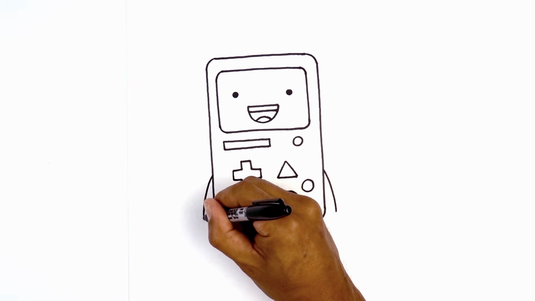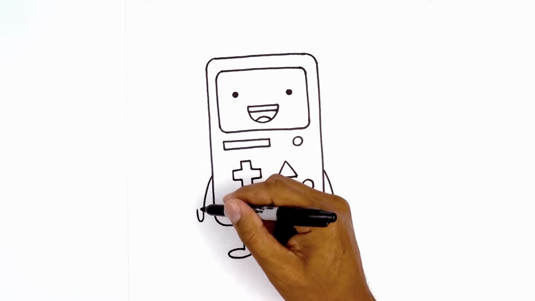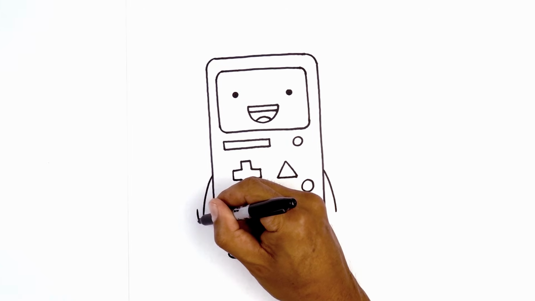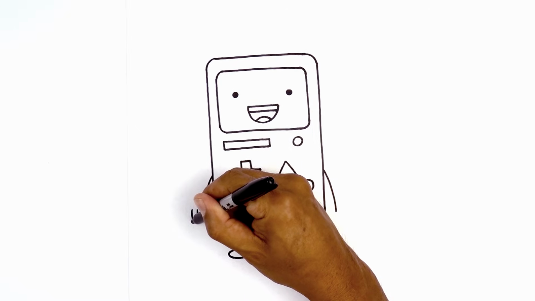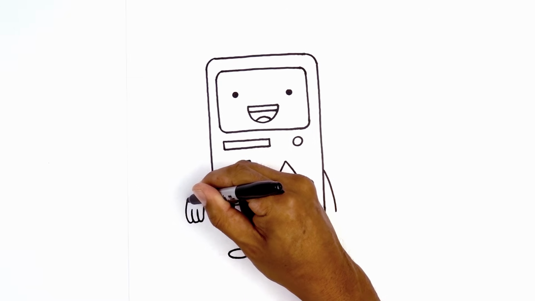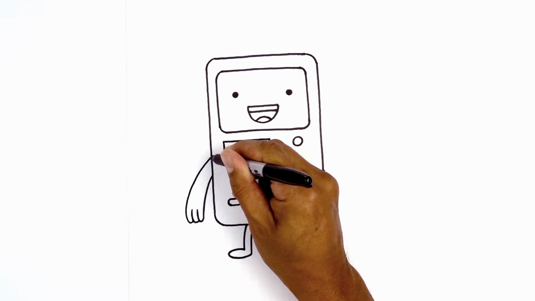From this point, we're going to round out the finger and curve up. We're gonna add 2 more fingers along the side. So at the bottom, we're gonna curve down again and go up. Now the third finger, we're gonna come down and up, and we're gonna follow the same curve of the inside of the arm in behind the body.